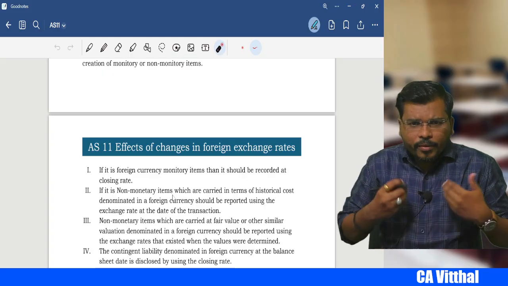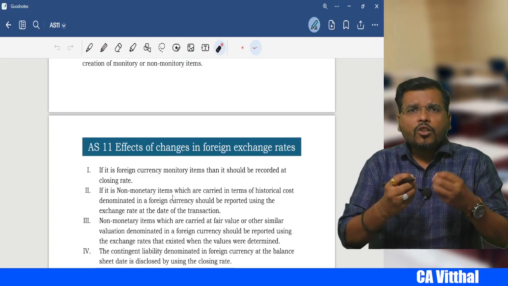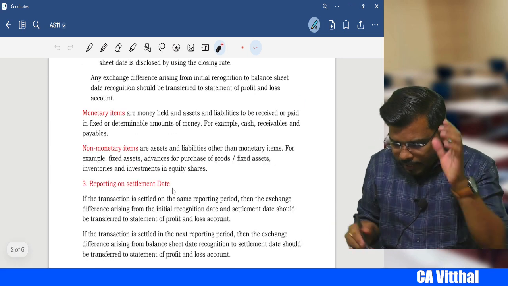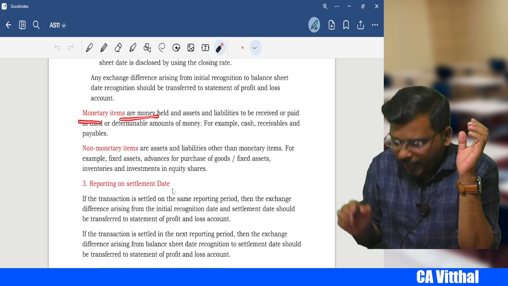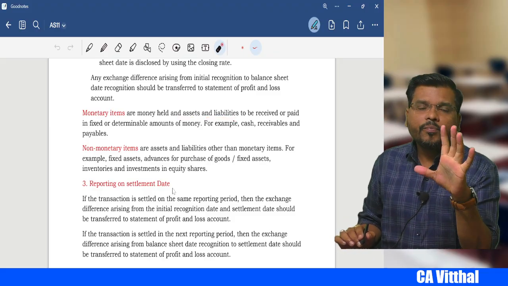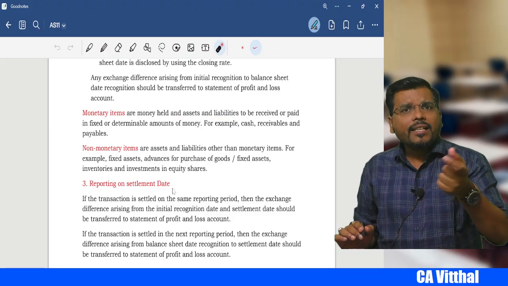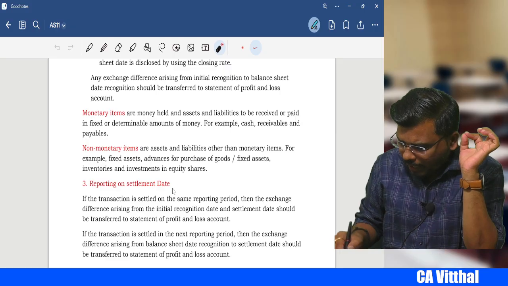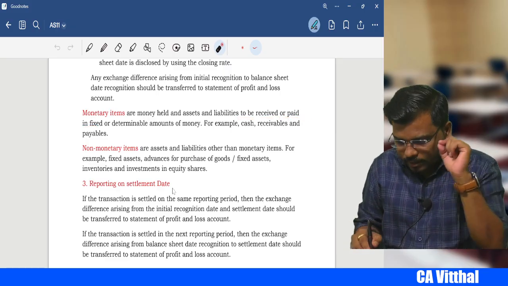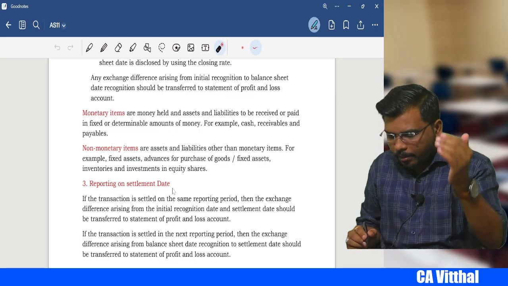Then you may ask me, sir, what do you mean by monetary item? What do you mean by non-monetary item? So monetary items are the money held and the items of assets and liabilities. Monetary items can be items of assets or liabilities to be received or paid in a fixed or determinable amount of money.